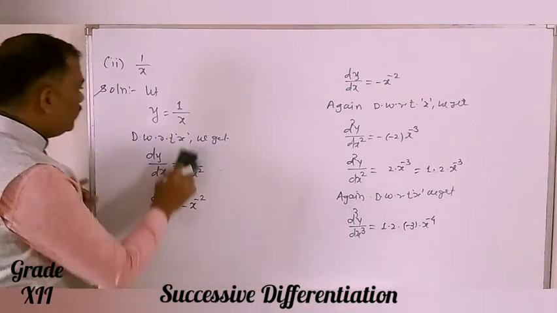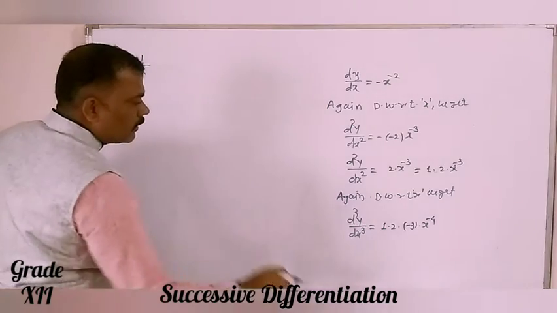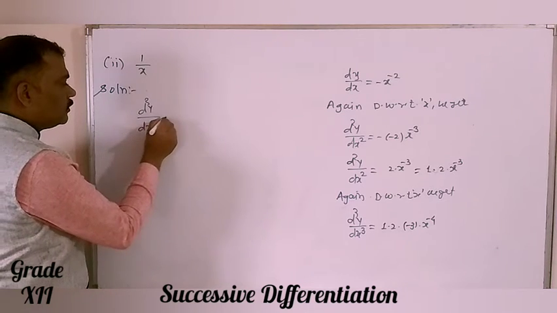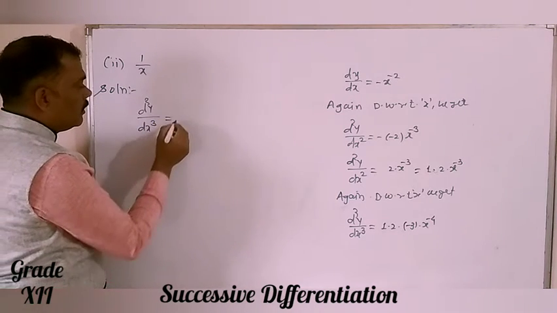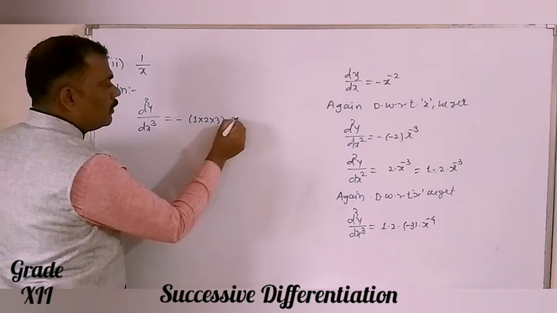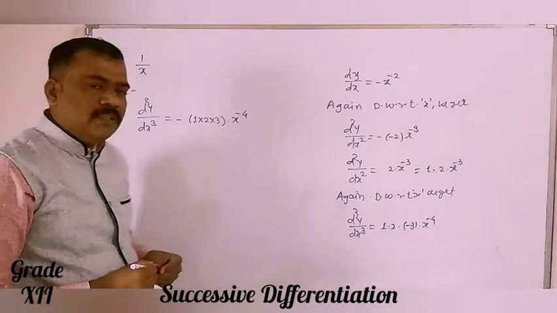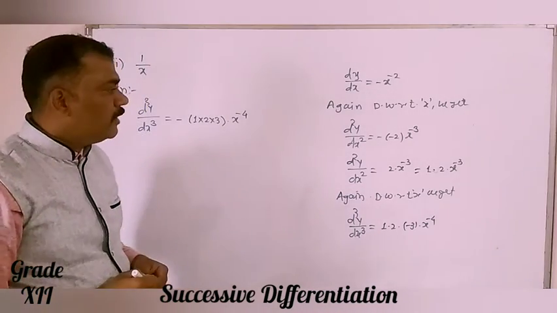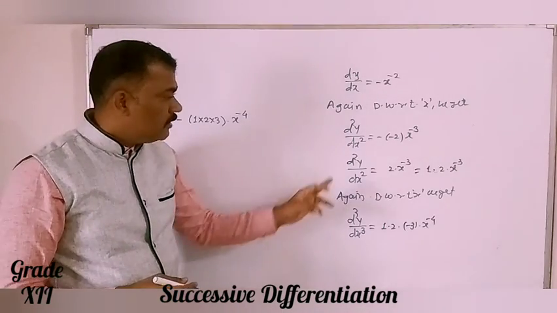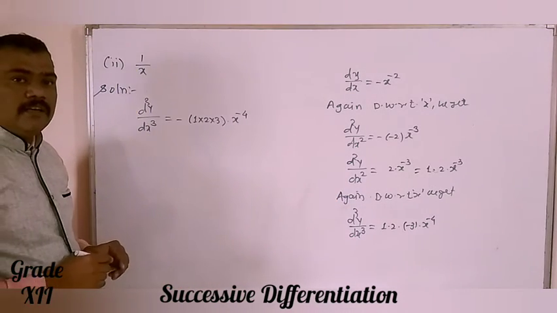That is how the nth order derivative becomes d3y by dx raised to 3 is equal to minus 1 into 2 into 3 into x raised to minus 4. Okay, when we have to find the successive differentiation, in step 1 we already explained that we have to find the first order derivative, next the second order derivative, next the third order derivative.